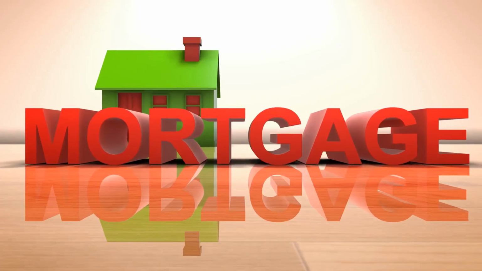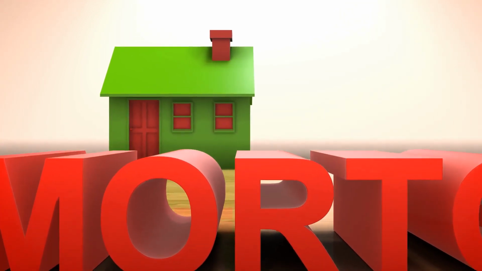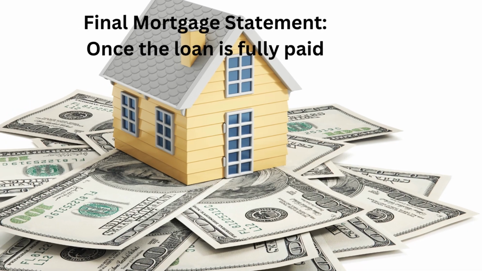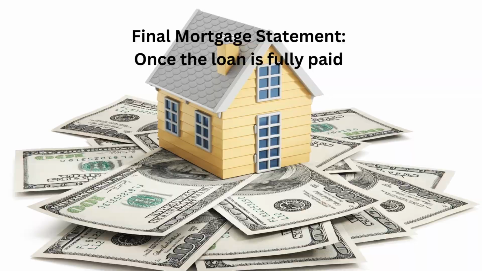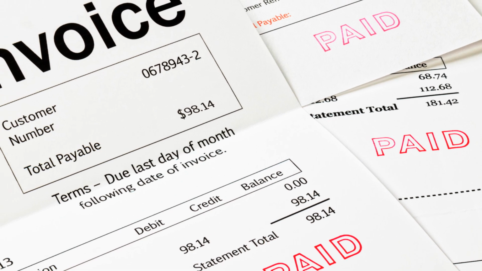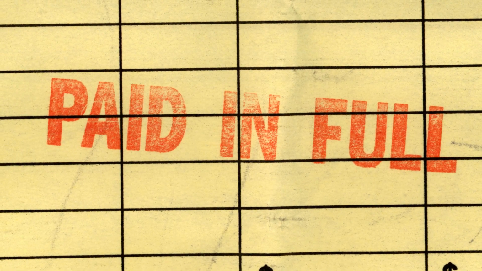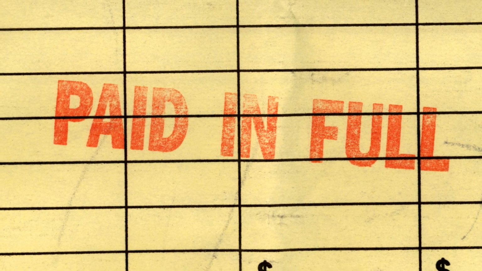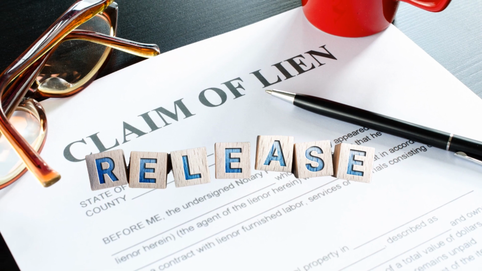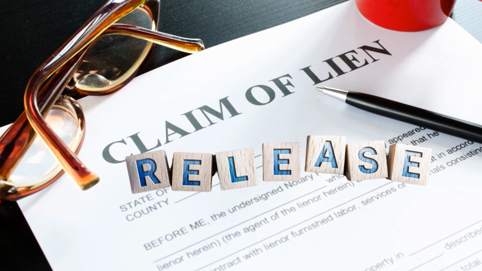4. The proof of funds letter. If you make a cash down payment, you may need a POF letter from your financial institution to show available funds. 5. The final mortgage statement. Once the loan is fully paid, you should receive a statement indicating zero principal and interest due, along with the total amount paid. 6. The paid in full letter. This letter from the lender confirms that the loan has been completely paid off. 7. The release of lien or satisfaction of mortgage. This document is issued by the lender once the mortgage is paid off and releases the lien on the property.